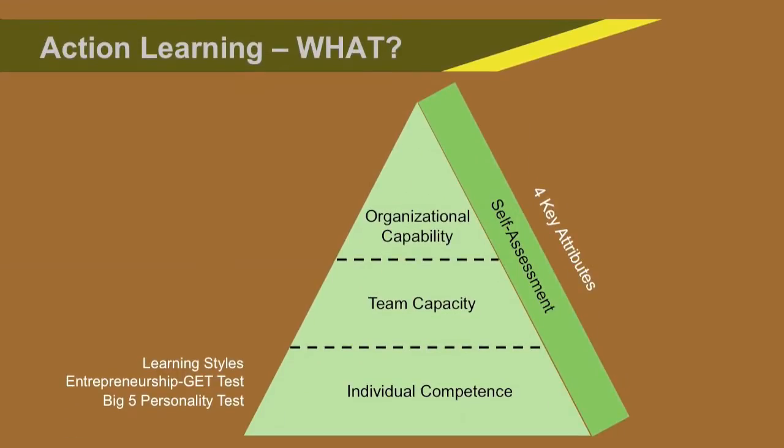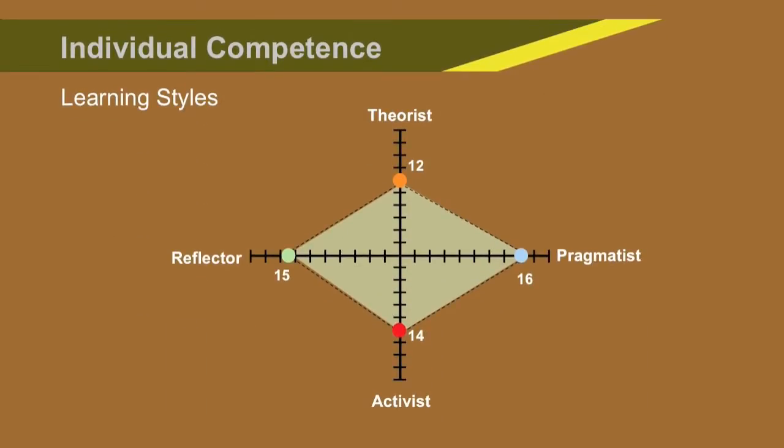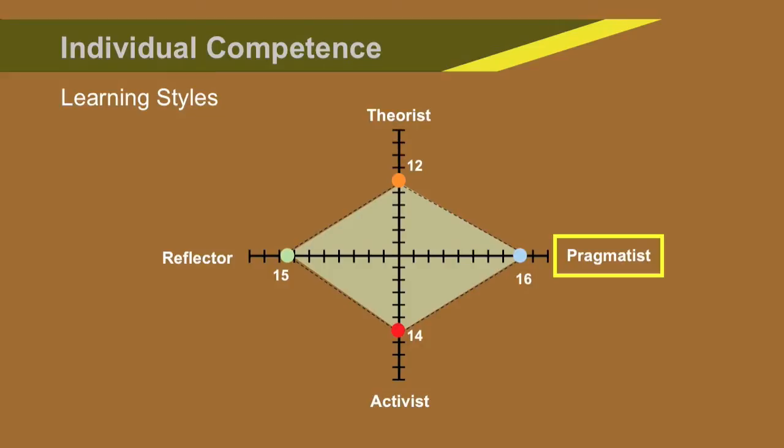The individual competence consists of 3 tasks. There are learning styles, entrepreneurship tasks, and Big 5 personality tasks. The first one is learning styles. The highest score of my learning styles is pragmatic. It means that I am a person who acts in a practical and straightforward manner. The second highest score is reflector. It means that I think about things in detail before taking action and take a thoughtful approach.